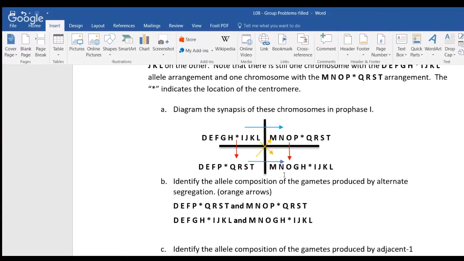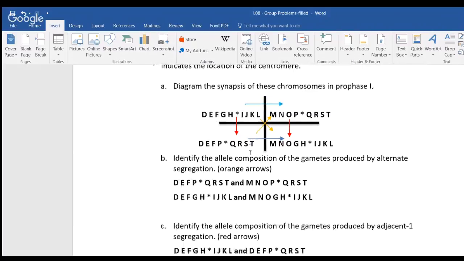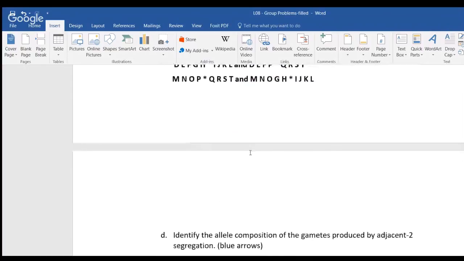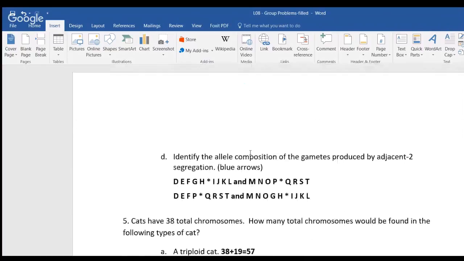For part B, we're wanting to do an alternate segregation cross. We know that's the orange arrows, they're diagonal. So you just go diagonal and you place them together, and that gives you your allele composition. Same thing with part C, except you use the red arrows because it's an adjacent one segregation, which means the top and the bottom are flipping. And for part D, you look at the blue arrows and you flip them again.